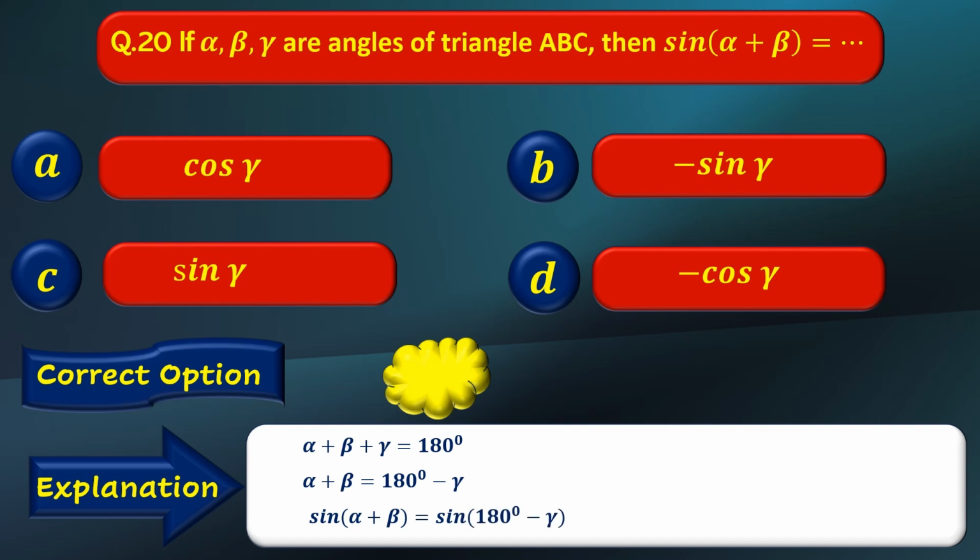We apply sine on both sides and write 180 degrees equal to 2 into 90 degrees. Here the quadrantal angle is even multiple of 90 degrees. Therefore, by conversion rule, sine will not be converted into its co-ratio. Therefore, we get sine alpha plus beta is equal to sine gamma. Therefore, the correct option is option C.